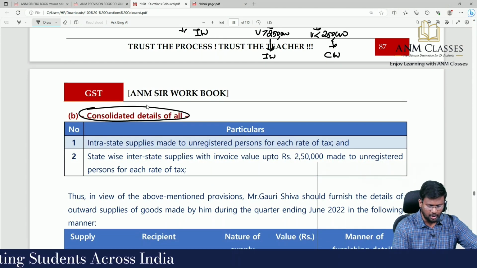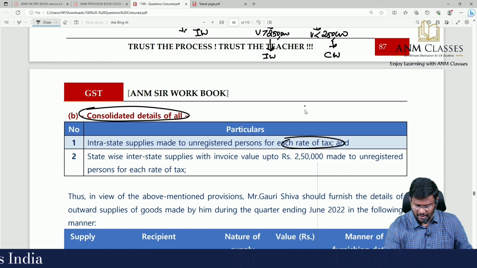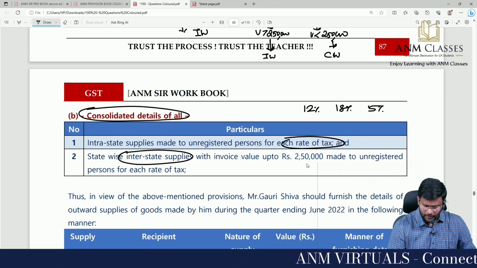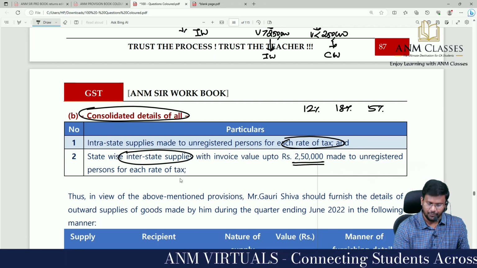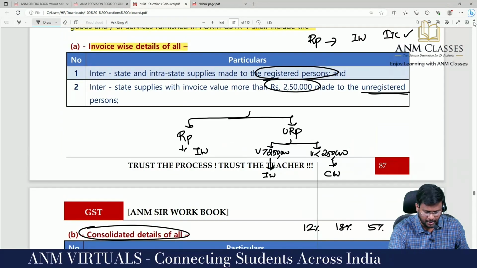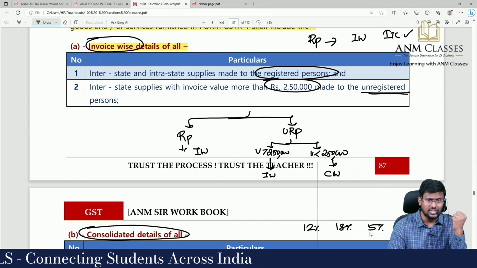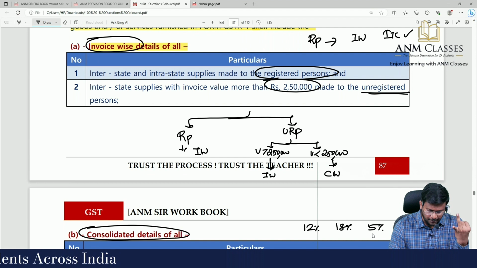Consolidated details of all intrastate supply made to any person for each rate of tax, for 12%, 18%, 5%, has to be consolidated. State wise, interstate supply with invoice value up to 2,50,000 made to unregistered person for any rate of tax. This is state wise. So the invoice can be updated on two bases: one invoice wise, second consolidated wise. Sir, if I supply to a registered person, it is invoice wise, correct? If I supply to an unregistered person and the value is more than 2,50,000, then invoice wise.